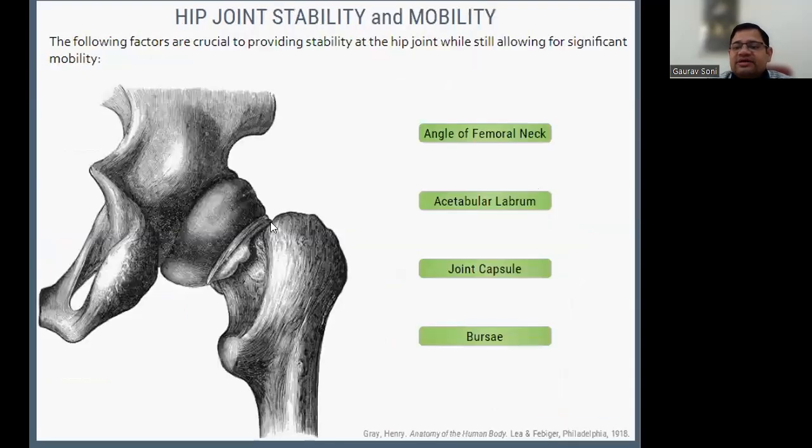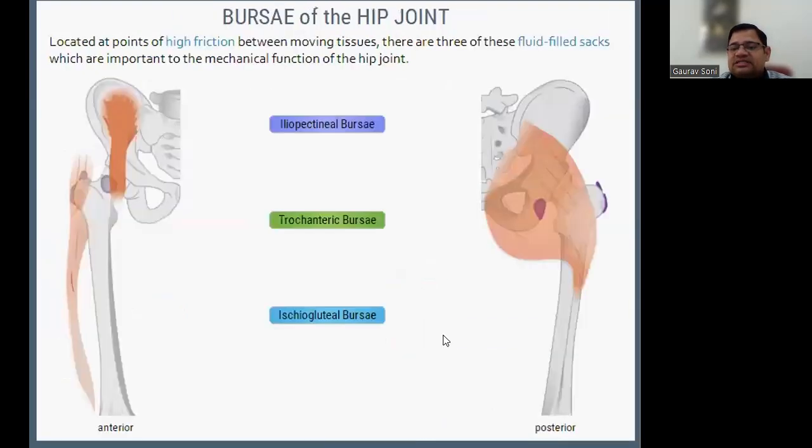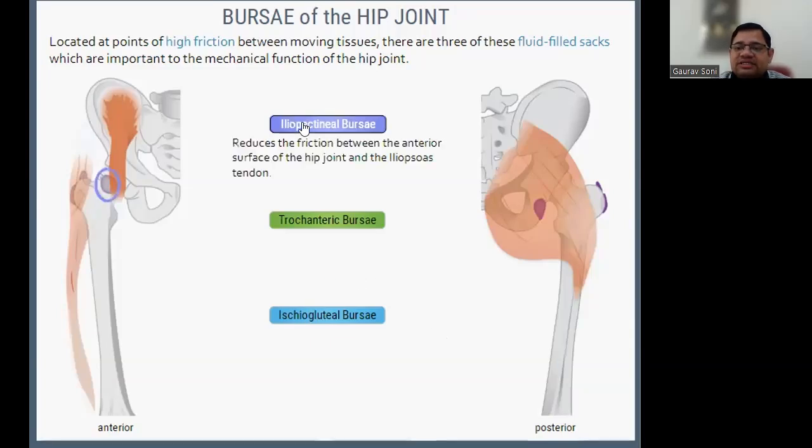Next in the stability factors was the bursa. Bursae are present to decrease friction. They are located at high friction points between moving tissues. There are three you can see here, and they are fluid-filled sacs which are important for the mechanical function of the hip joint. First, the iliopectineal bursa. It reduces the friction between the anterior surface of the hip joint and the iliopsoas.